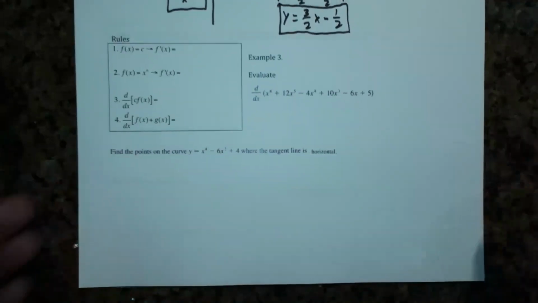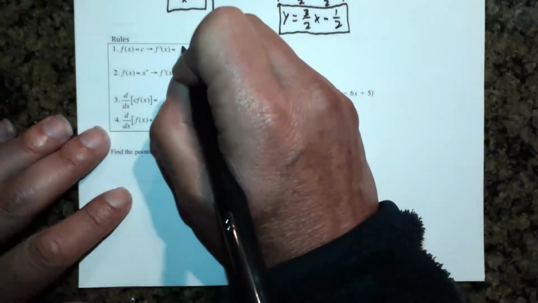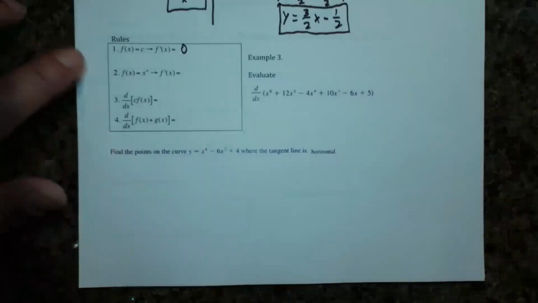All right, a few rules that we have. The derivative of a constant c is always going to be 0. And number 2 is our new rule.